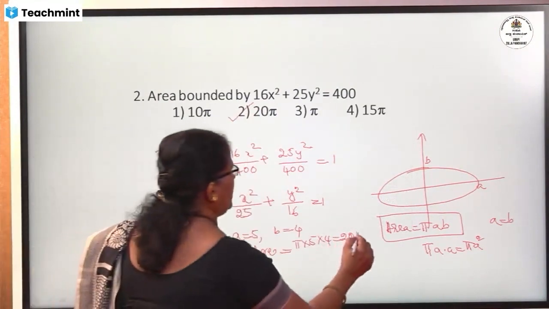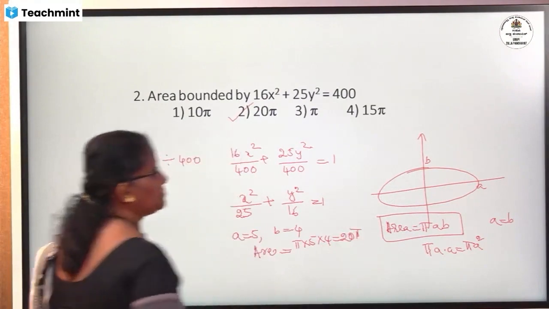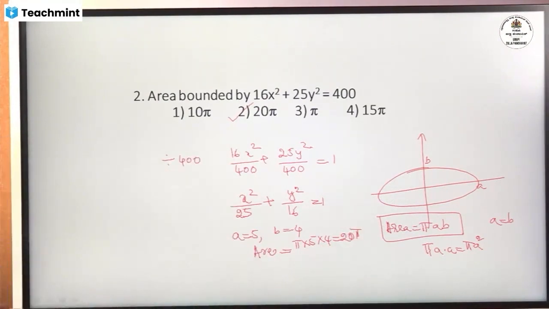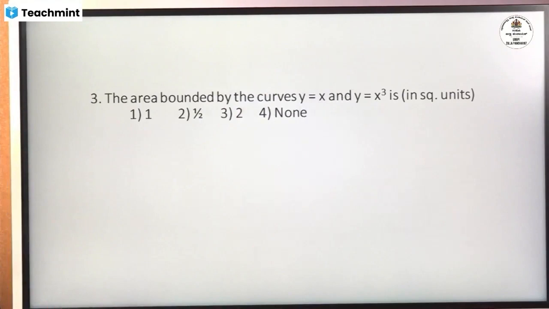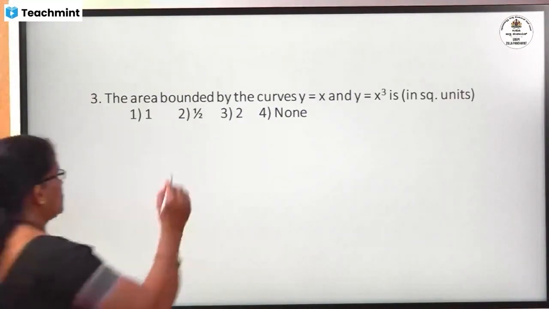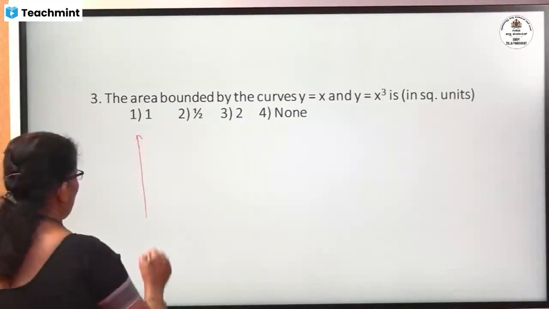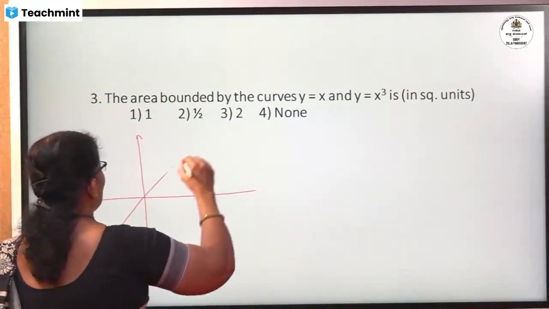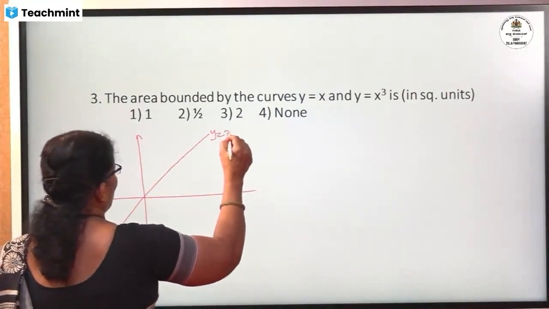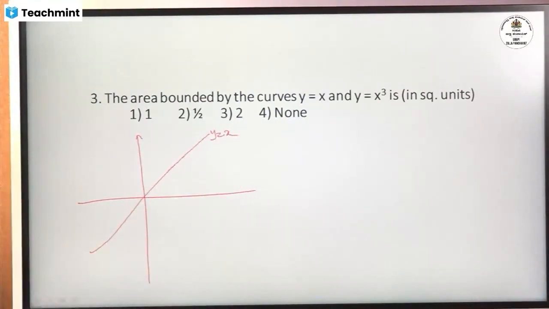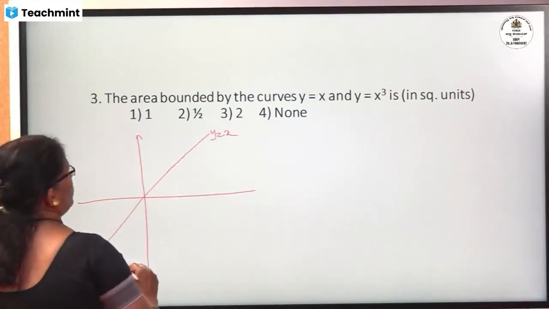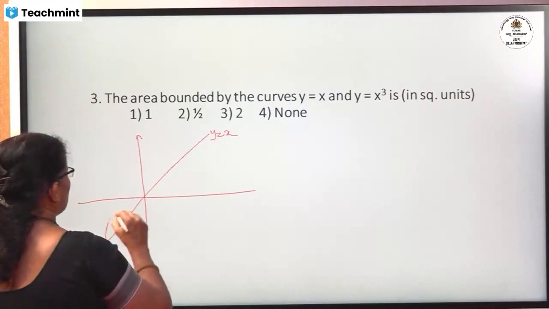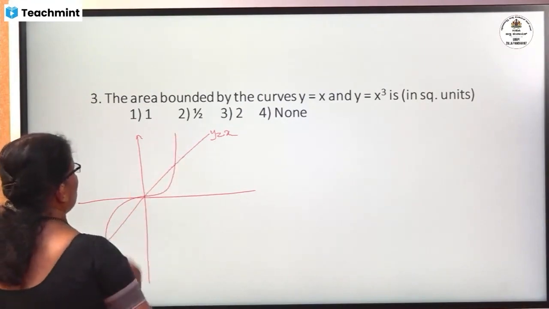It is 20 pi. That is the second option. Let's go for the next question. The area bounded by the curves y is equal to x and y is equal to x cube. So what does y is equal to x represent? It's a straight line equally inclined to both the axes. Correct? It is a straight line. And what does y is equal to x cube represent? It's a curve like this.